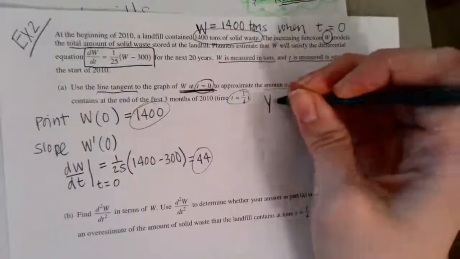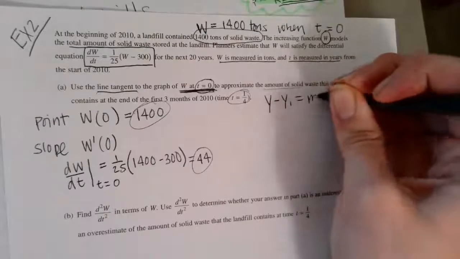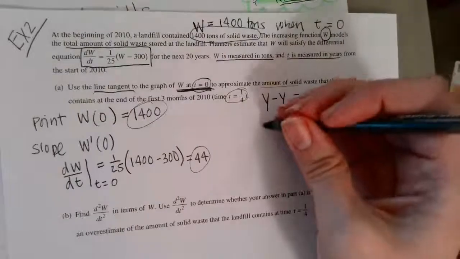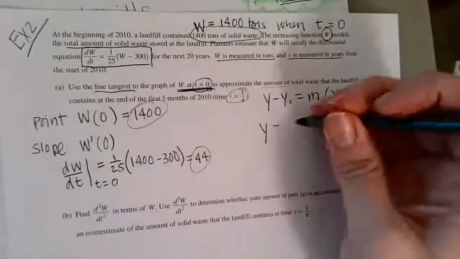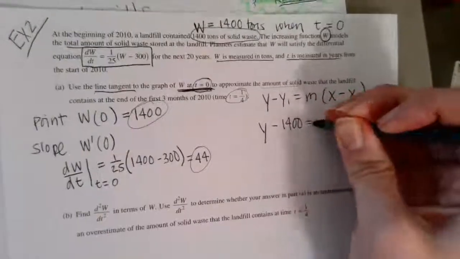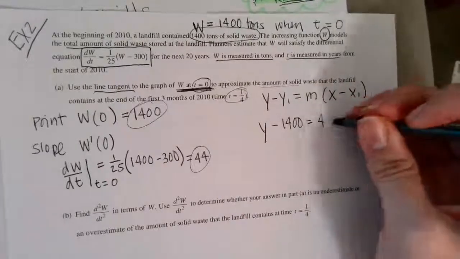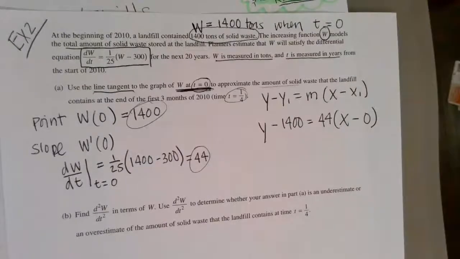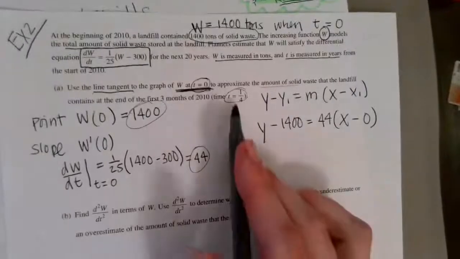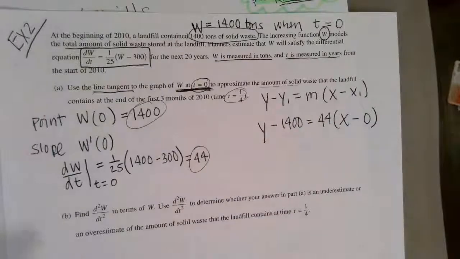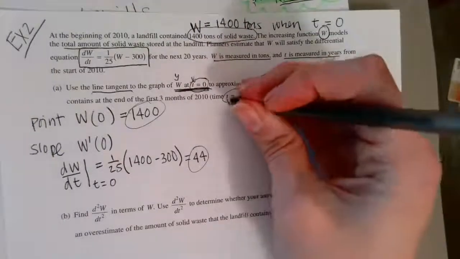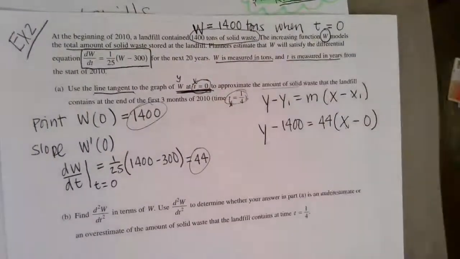Now I'm going to write my tangent line. Remember, the tangent line is y minus y1 equals m times (x minus x1). So plugging in, I'm going to have y minus my y1, which is 1,400, equals m, which is 44, my slope, times (x minus 0). Finally, I need to approximate this at time 1/4. Time is independent, so W is like your y, t is like your x. So for x, I'm going to plug in 1/4.